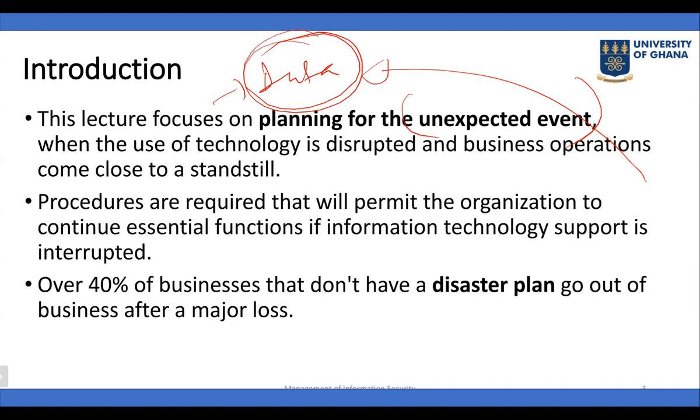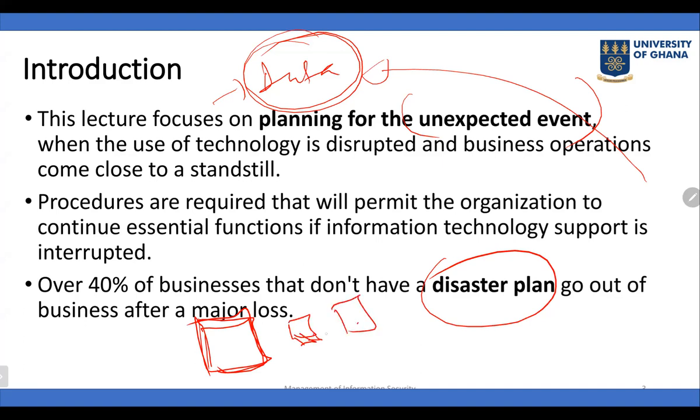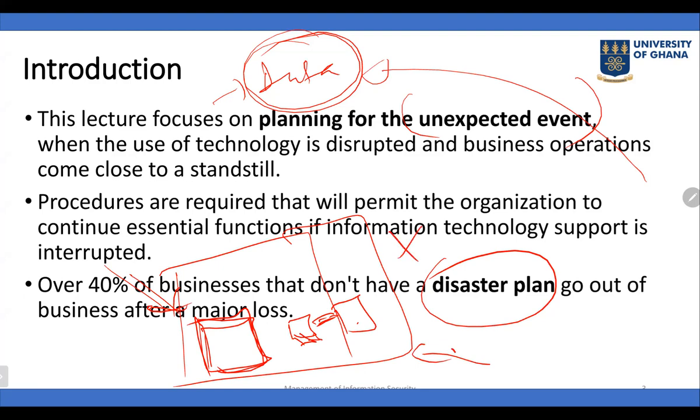Now, over 40% of businesses that don't have a disaster plan go out of business after a major loss. So imagine that you have a small business with a small machine running, connected to a server, so everything is within the server. Let's assume there is a natural disaster, let's say rain, within that same environment where your business is running, with all the information technology assets and your data sitting there, and there is a fire outbreak or flood. You will realize that if you don't have a plan to ensure continuity, this business will end up collapsing.